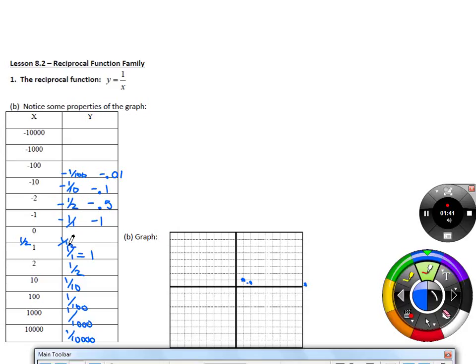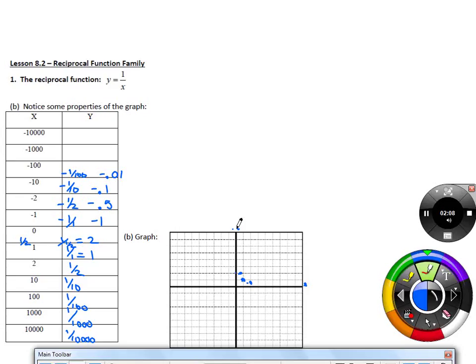Like 1 over something is its reciprocal. That's going to actually give me 2. So when I plug in 1/2, I get 2. What's going to happen when I plug in 1/10, a real small x value? I'm going to get 10. Okay, let me get something up here. Sorry, I've got to recalibrate. Okay, so what's happening here?